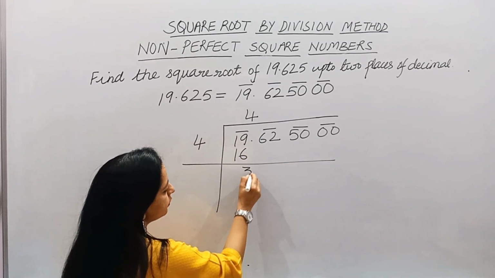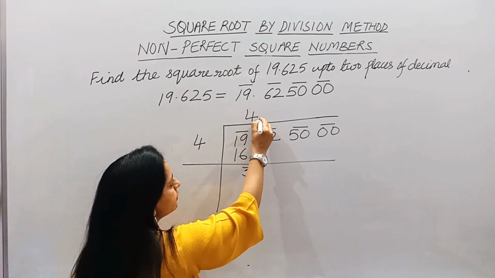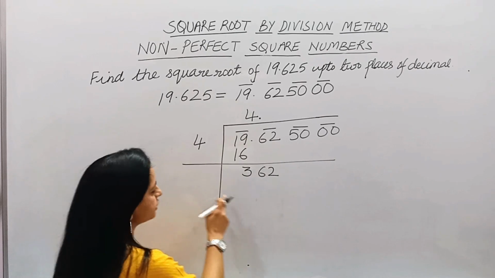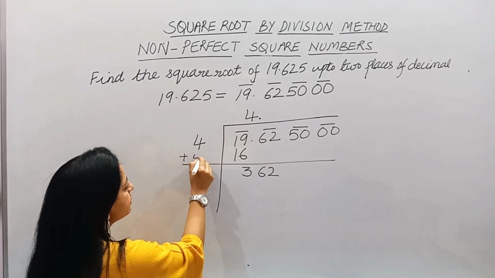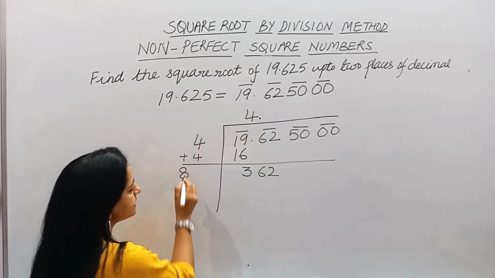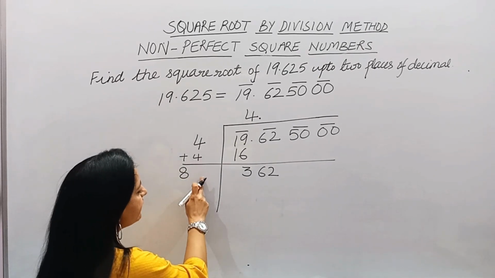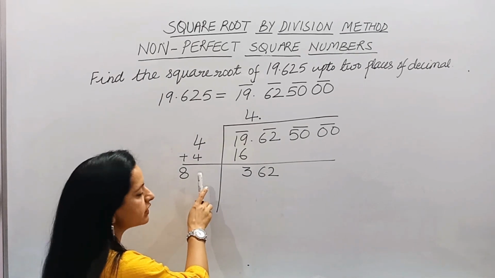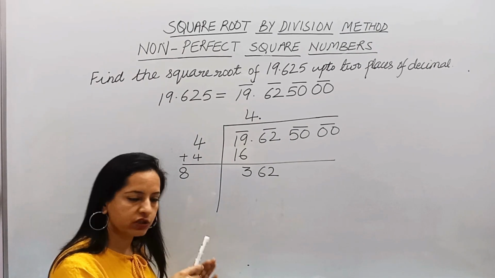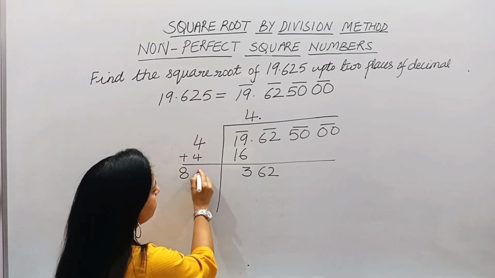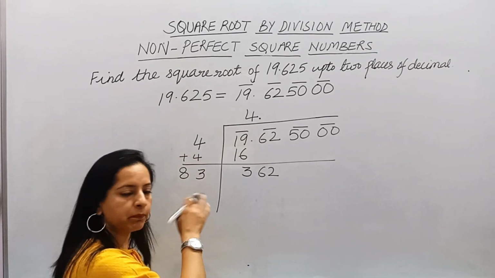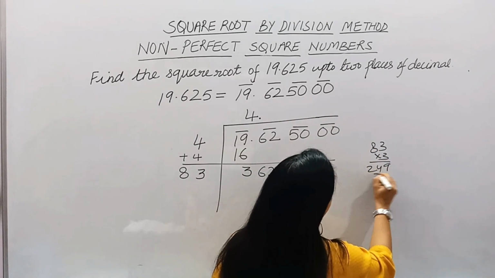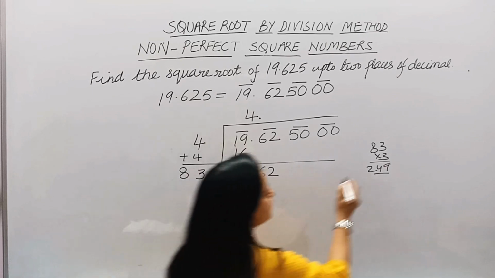We subtract, we get 3. Now we'll place the decimal here, and now we'll bring down this pair which is 62. Now I've written here 4, we'll add the same digit 4 here, and 4 plus 4 becomes 8. Now I have left this space so that we can add another digit here. So I need to write a digit and we'll multiply with the same digit. So if I write here 3, I need to multiply 83 by 3. So here let us multiply 83 by 3 and we get 249, which is less than 362.